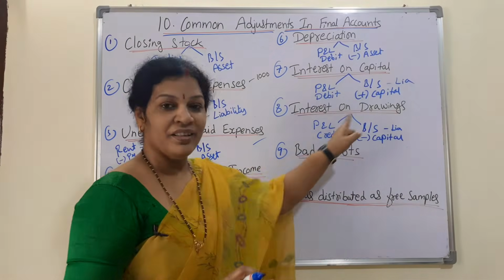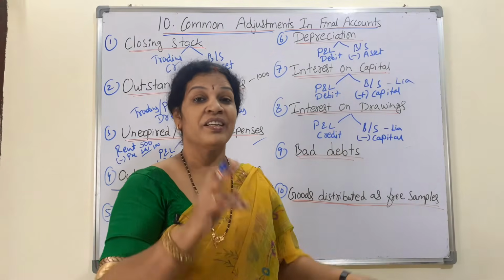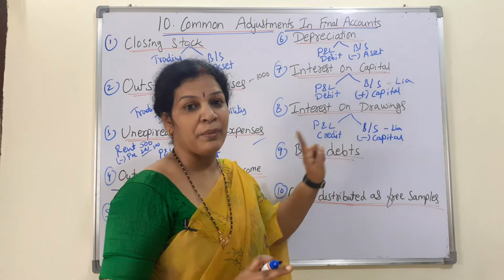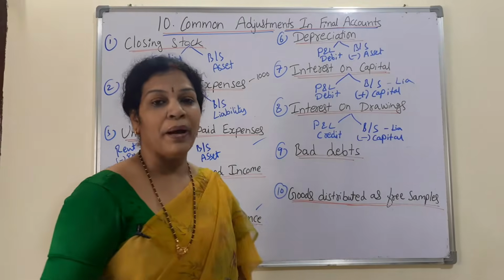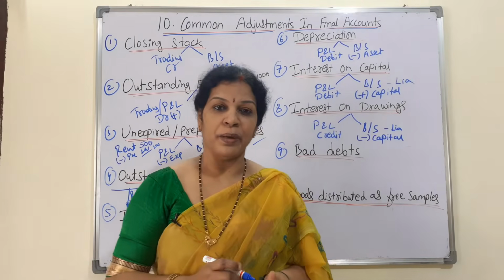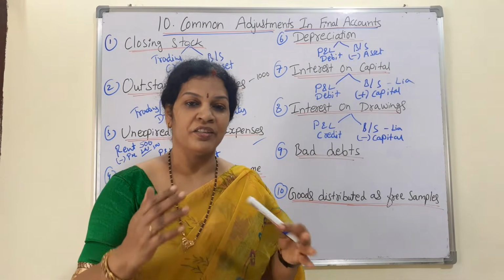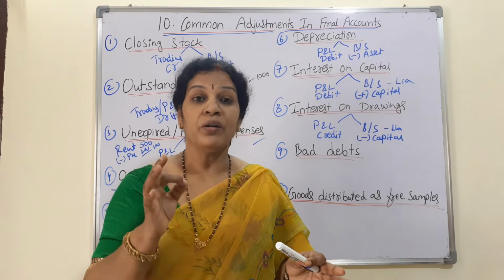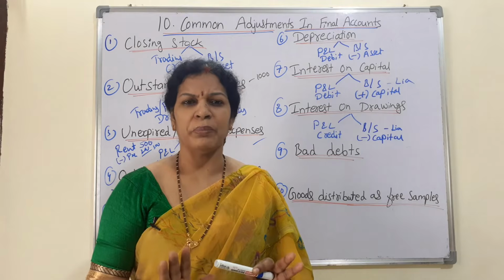In the same way, the treatment will be like this. Interest on drawings: credit side of the P&L account, and in the balance sheet, deduct from the capital. Getting? Next, bad debts. Regarding bad debts, I'll take another session in depth. You must know it very clearly without any confusion. So right now, you remember bad debts.